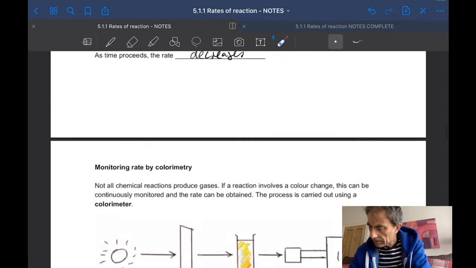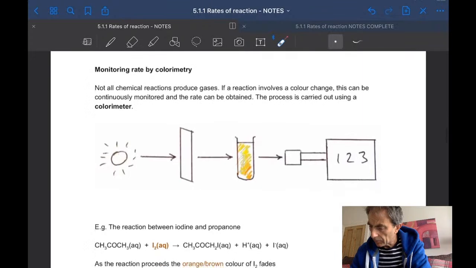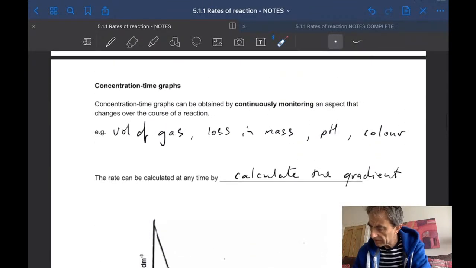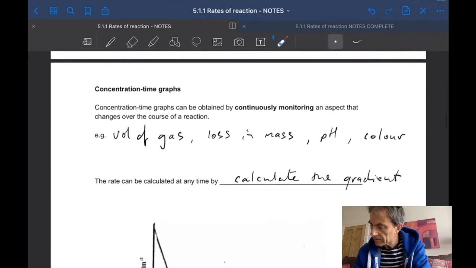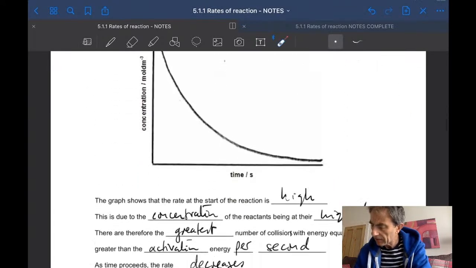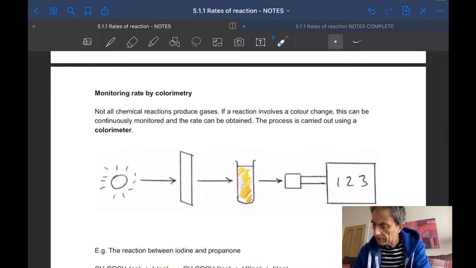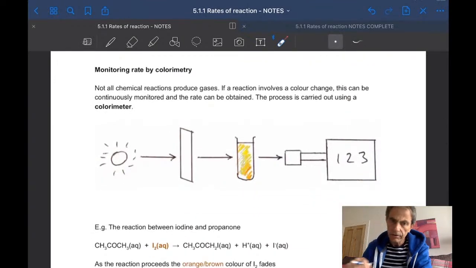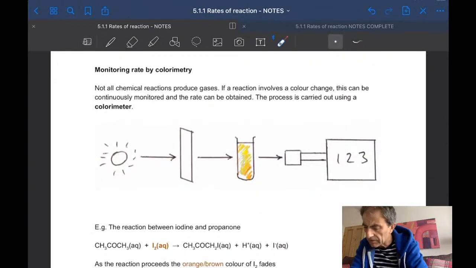Okay, right. One of those factors, sorry, I'm scrolling back up here. One of those factors was colour. So what we're going to look at now very quickly is how you would monitor rate by a technique called colorimetry. My students haven't done this yet. Obviously, it's something that we would do when we get back to college. So let's just go through this technique here.